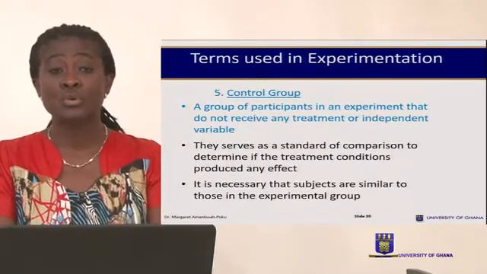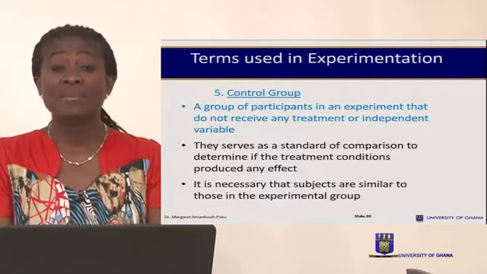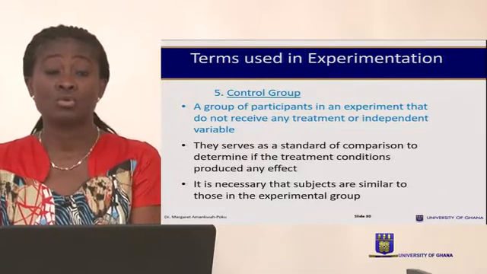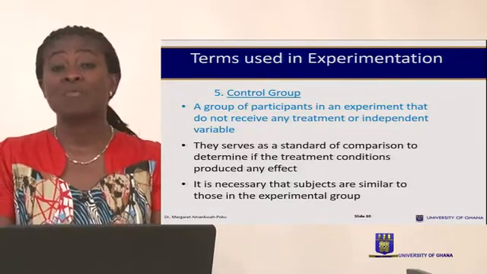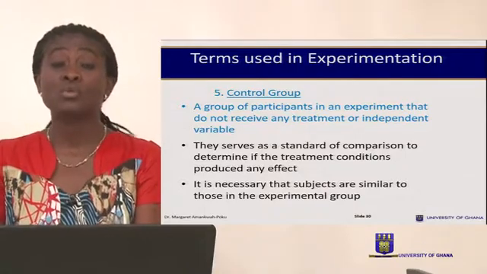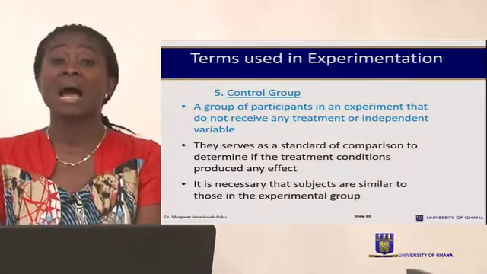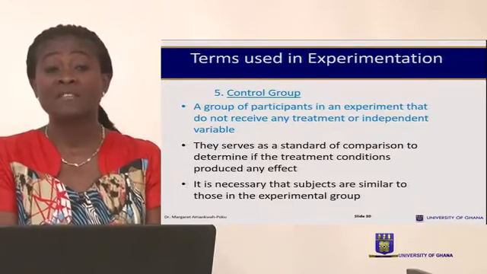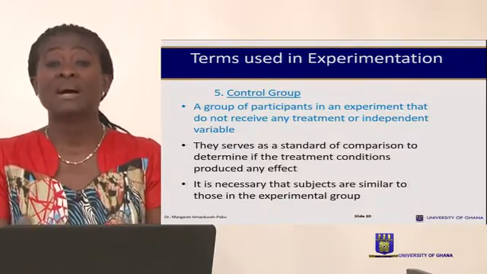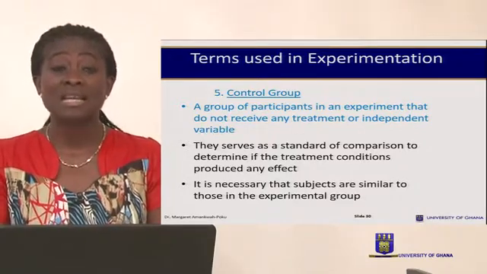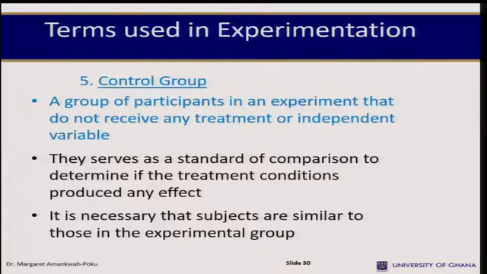Then we have the control group. With the example I just gave, those who do not practice on the task are the control group. Or if we have two groups of participants, those who receive feedback and those who do not receive feedback, those who do not receive the feedback are our control group, because we want to compare them with those who receive the feedback to find out whether feedback has affected performance. So the control group serves as a standard of comparison to determine whether the treatment that was given was effective or not.